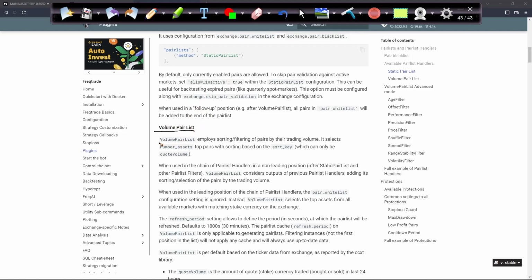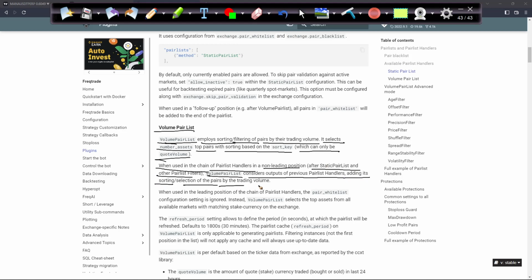Now, volume pair list. So what does volume pair list employ? Sorting and filtering of pairs by their trading volume. It selects a number of assets, the top pairs, with sorting based on the sort key, which can also be quote volume. Now when used in the chain of pair list handlers in a non-leading position, after static pair list and other pair list filters, volume pair list considers outputs of previous pair list handlers, adding its sorting selection of the pairs by the trading volume.